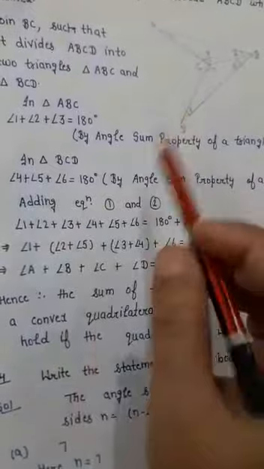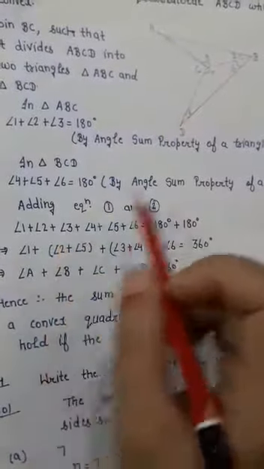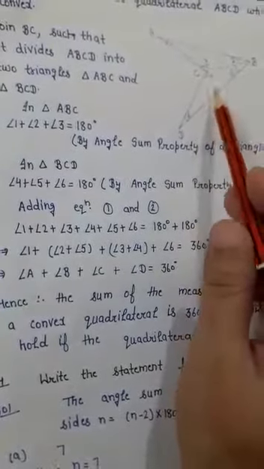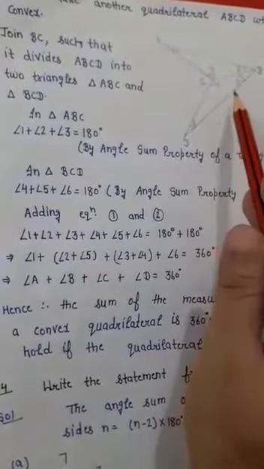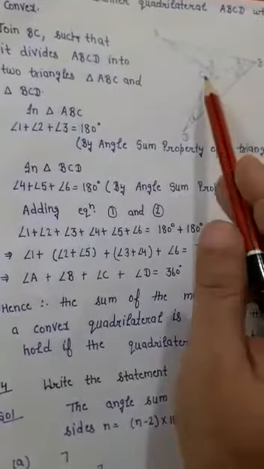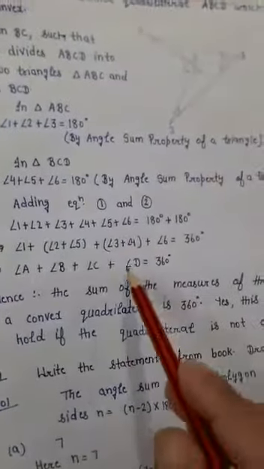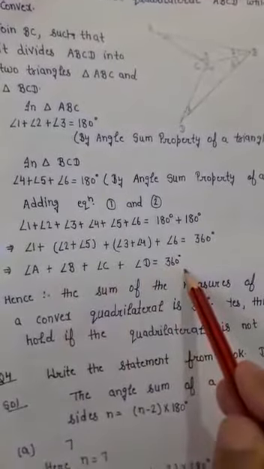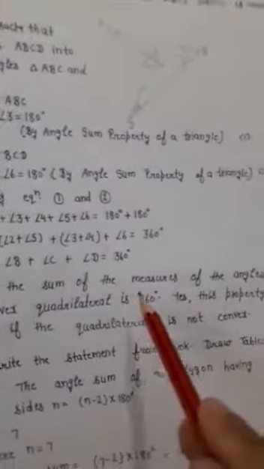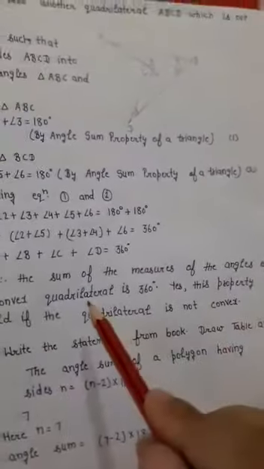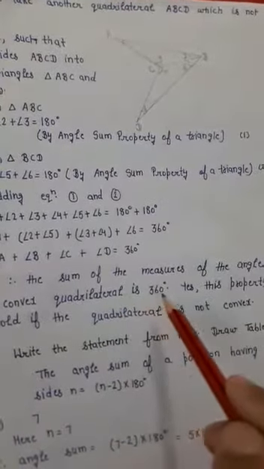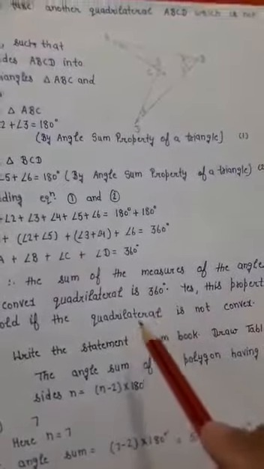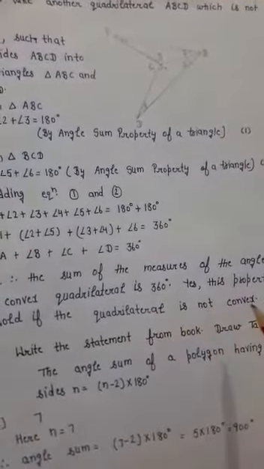Angle 1, then combine 2 and 5, and combine 3 and 4. Angle 2 plus angle 5, I can write as angle B. 3 and 4, I can write as angle C. That is, angle A plus B plus C plus D equals again 360 degrees. Hence the sum of the measures of the angles of a convex quadrilateral is 360 degrees, and yes, this property holds even if the quadrilateral is not convex.